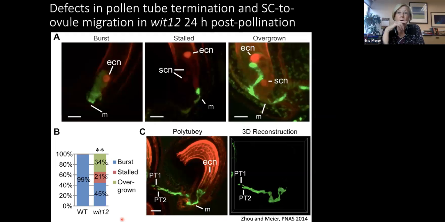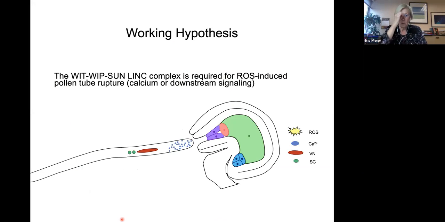Okay, so we know at this point that these KASH proteins have this effect on pollen tube termination. Our hypothesis is that the reason for this is that there is an important function of the vegetative nucleus at the very tip of the pollen tube at the time of termination. So what is that possible role? We have a hypothesis for this, and I'm only going to give you a brief overview of it. Most of the regulatory factors for pollen tube termination that are known in the literature are about the female, and little is known about the pollen.